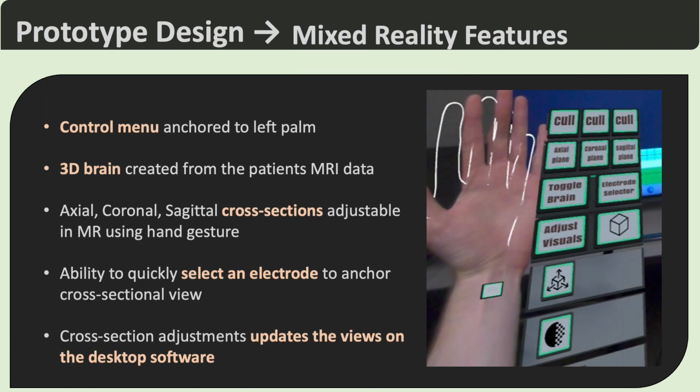In our final prototype, we ended up with a control menu anchored to the user's left palm. There was the 3D brain that was generated from an example patient MRI dataset. There were 3 orthogonal cross-sectional views that were adjustable in mixed reality space using hand gestures. The user also had the ability to quickly select an electrode to anchor the cross-sectional view. And of course, the views updated on the mixed reality system were simultaneously updated on the desktop software.